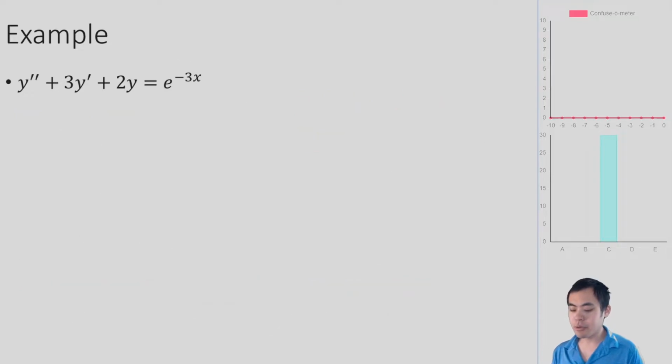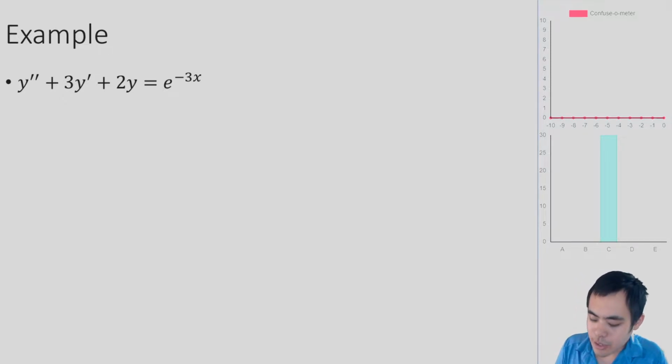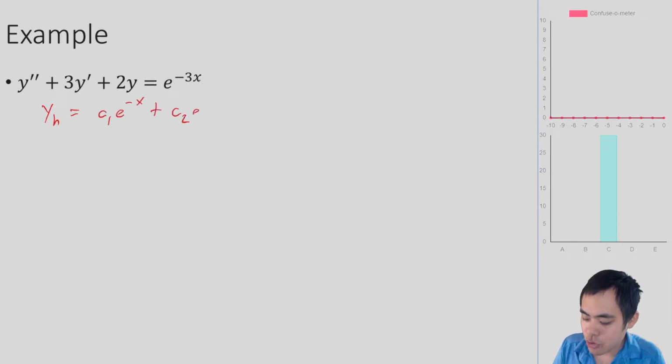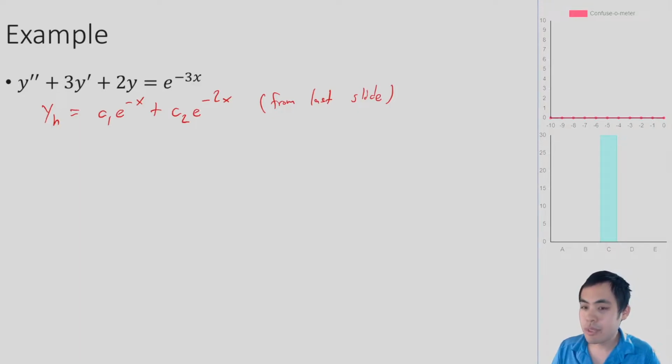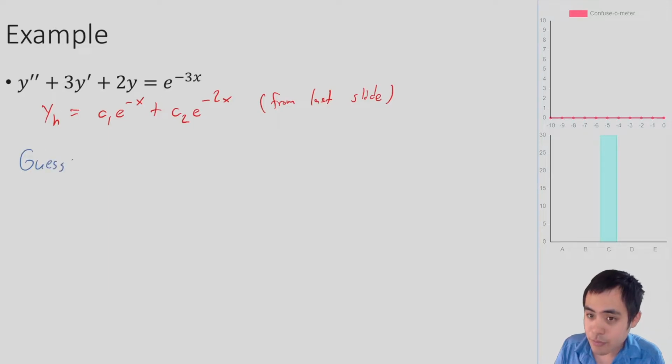And let's try another example. This one's a little bit more complicated. But one thing you might notice is that our homogeneous solution is the same. So our homogeneous solution is still c1 e to the minus x plus c2 e to the minus 2x. And this is from the last slide, because all we did is we changed the q of x on the right-hand side. So let's guess a particular solution. I'm going to go ahead and guess that yp is going to be some constant times e to the minus 3x.